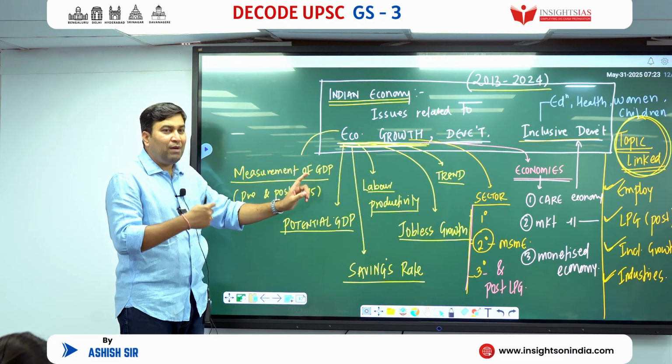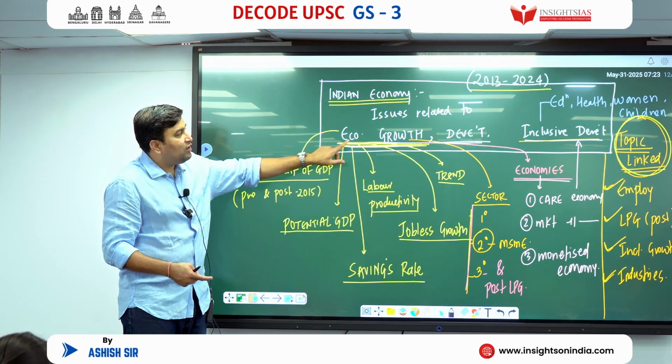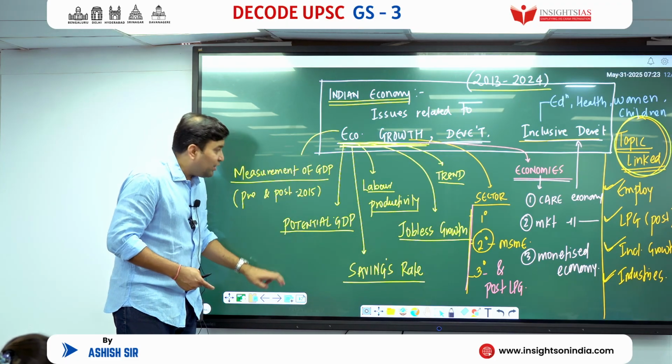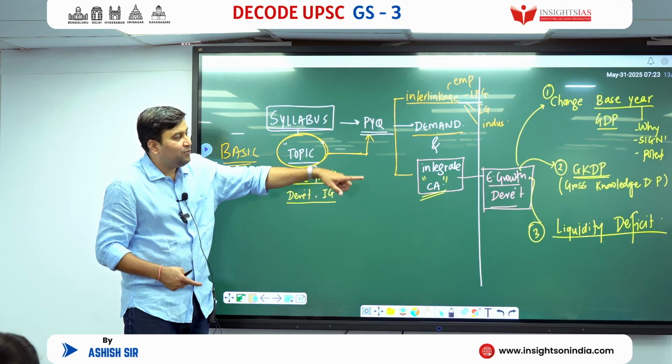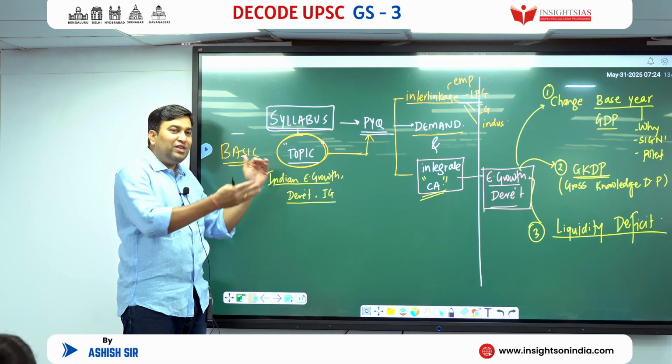How you have to include the bar graphs and pie charts from the survey data, etc. Along with this, when you are interlinking this to other topics, you are understanding the demand of the question. Then we are trying to integrate the current issues like liquidity, deficit, gross domestic product, etc. We have to include them with the basic issues.